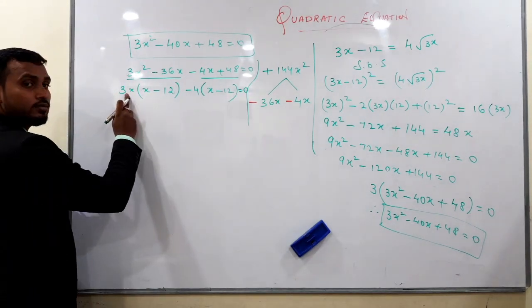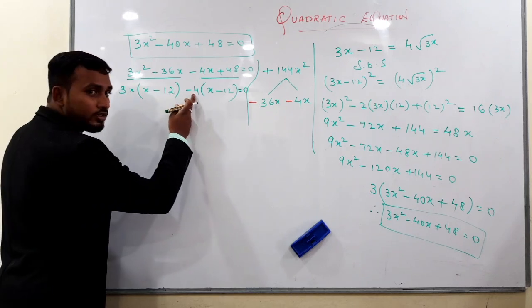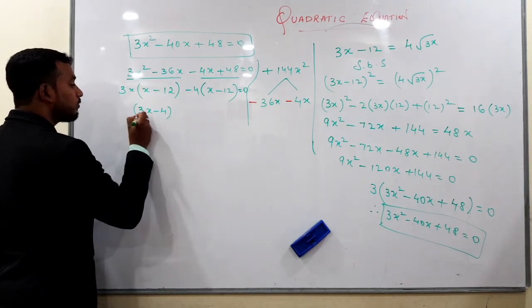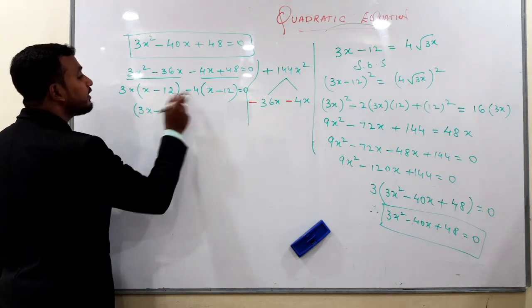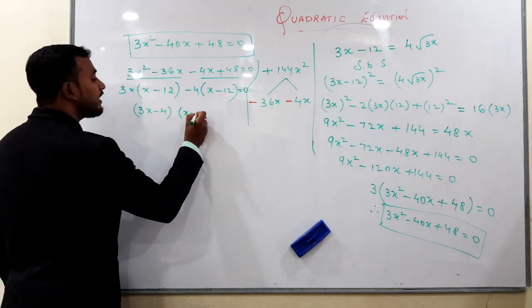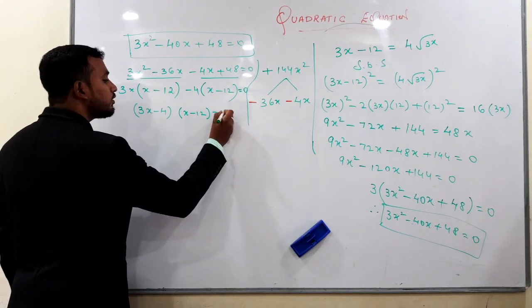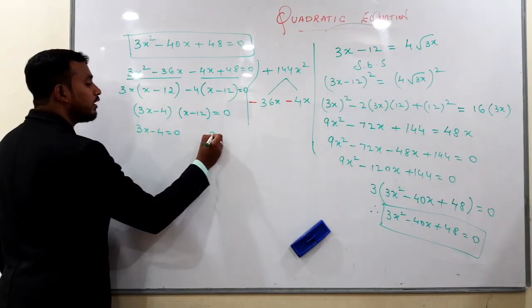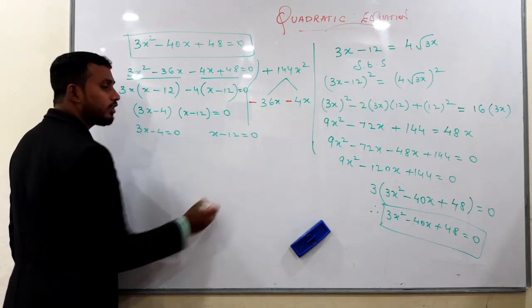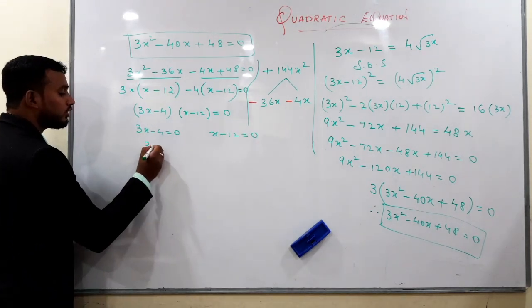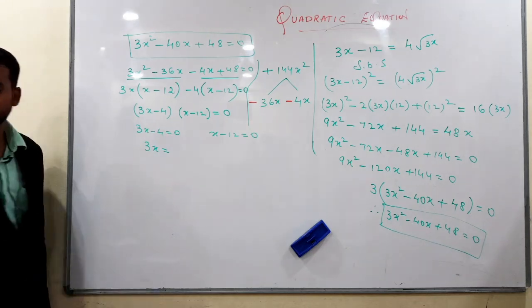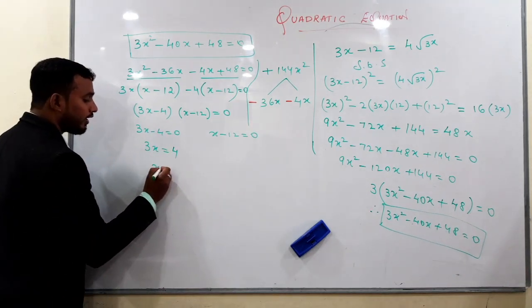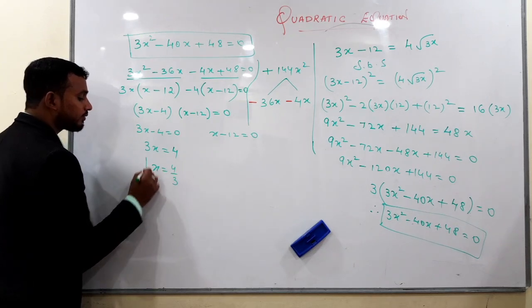Now what is outside? What is outside? So we make this as one pair. 3x minus 4. And what is inside? x minus 12 is equals to 0. Now 3x minus 4 equals 0. x minus 12 also is equals to 0. Now 3x is equals to minus 4, come this side. It becomes plus 4. So x equals 4 by 3.